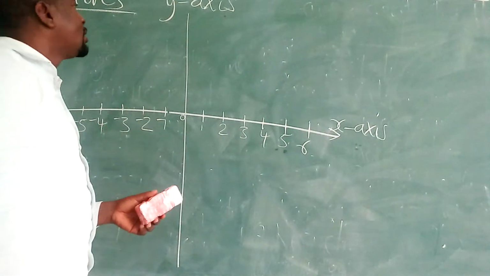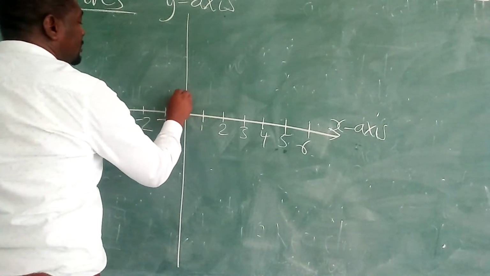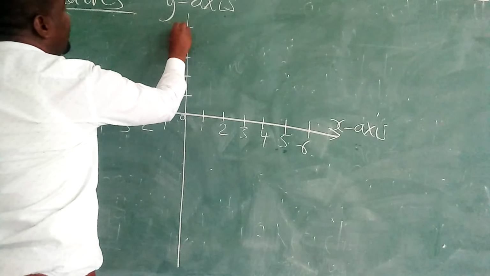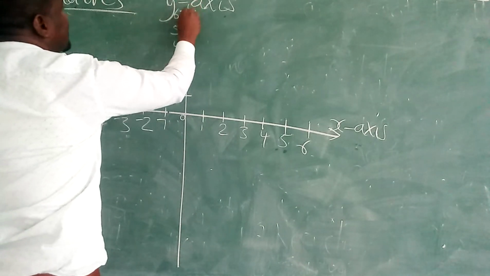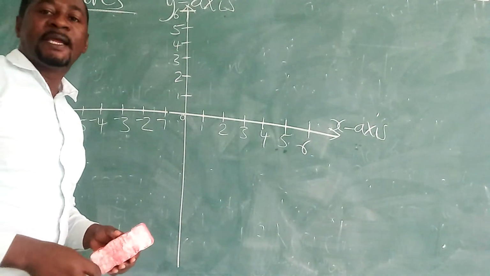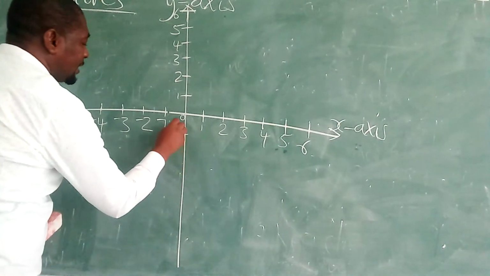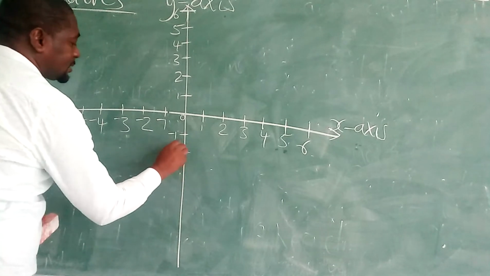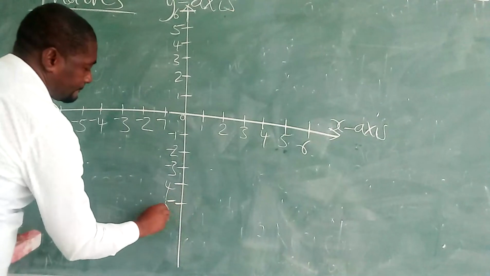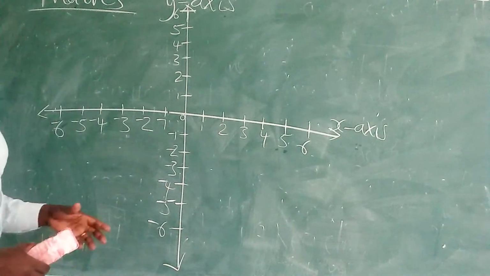Now let's go to the y-axis. Let's draw the positive numbers: 1, 2, 3, 4, 5, and then 6. These are the positive numbers on the y-axis. Then we have the negative numbers on the y-axis. So this is our grid.